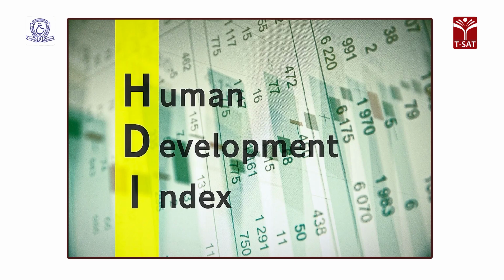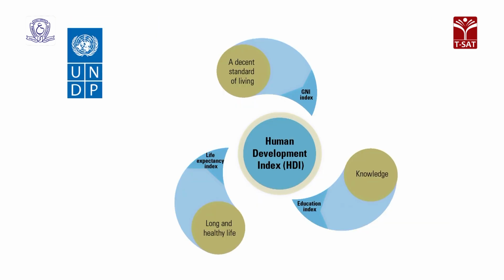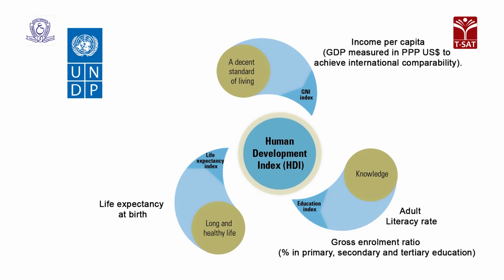In the late 1980s, United Nations Development Programme UNDP devised the Human Development Index. This measure incorporates 3 dimensions of development in relation to human well-being: a long and healthy life, education and knowledge, and a decent standard of living. The UNDP selected 4 quantitative indicators to measure these dimensions. What are they? Life expectancy at birth, adult literacy rate, gross enrollment ratio, that is percentage in primary, secondary and tertiary education, and GDP per capita.